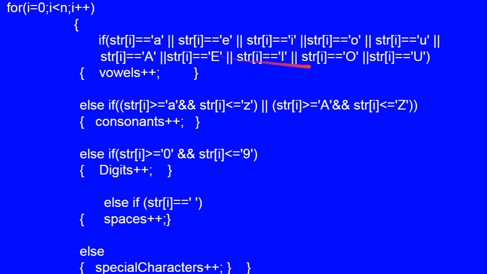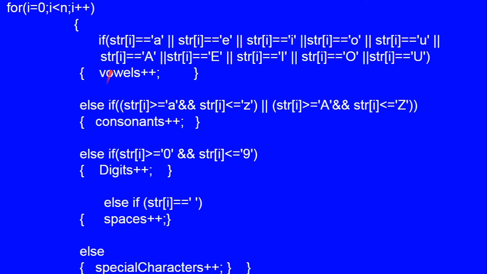If any one of these 10 occurs, that is considered a vowel. So vowels plus plus means vowels is equal to vowels plus 1, and then the brace is closed. The open brace for the if is closed here. We can place the braces line by line, or we can give some space. We can also type the same braces in the same line also. So both are the same. Only for the space purpose I have just typed the braces here and here, but we can also type them one by one.